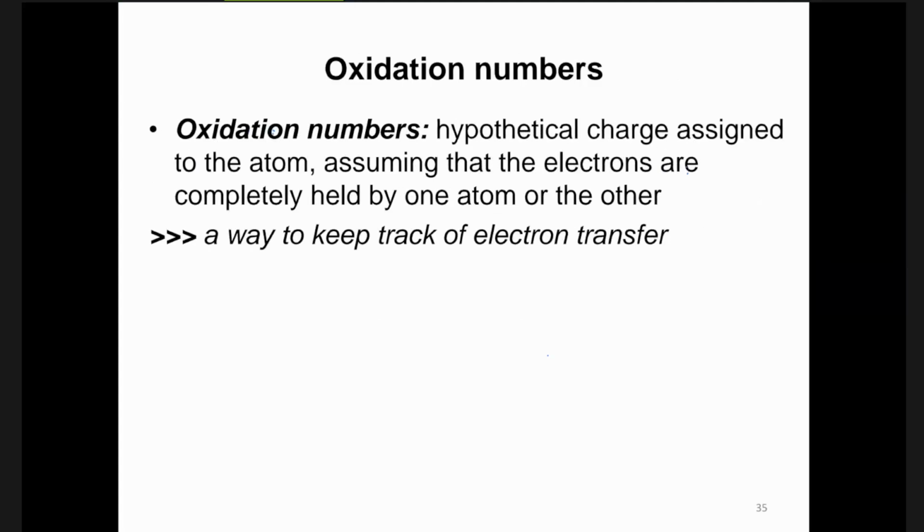So we talk about the oxidation number. Oxidation number is a hypothetical charge assigned to the atom, assuming that the electrons are completely held by one atom or the other. So it's a way to keep track of the electron transfer.